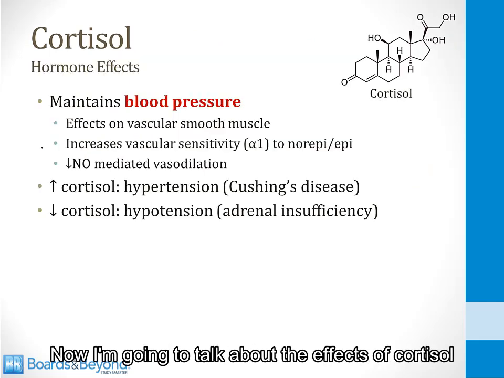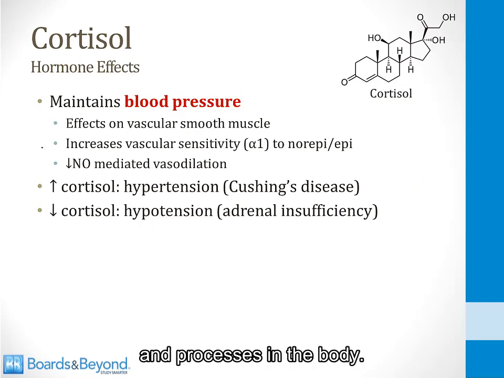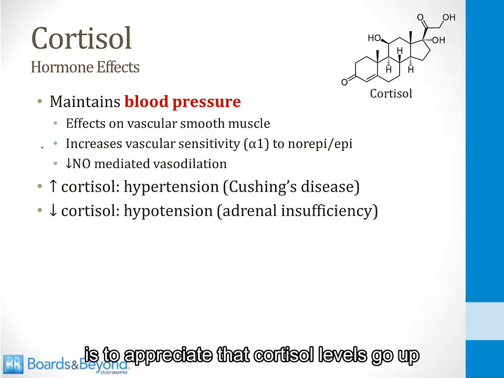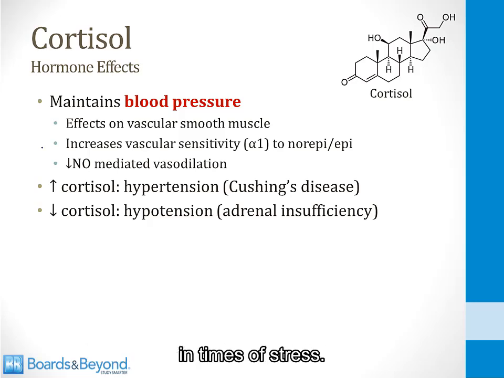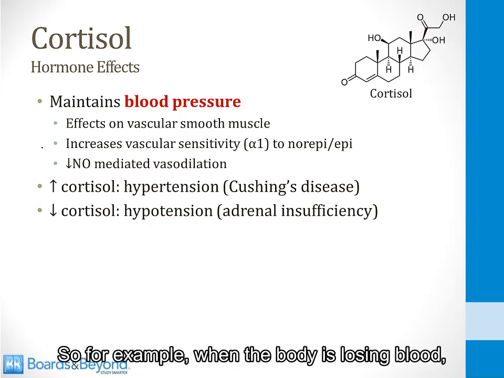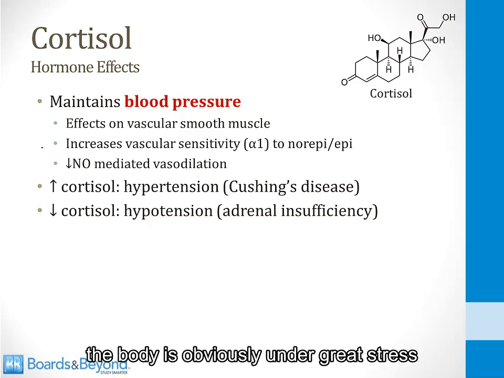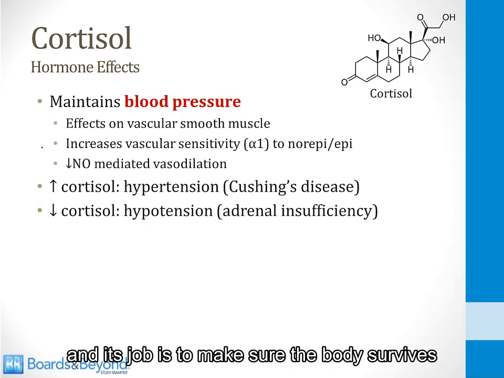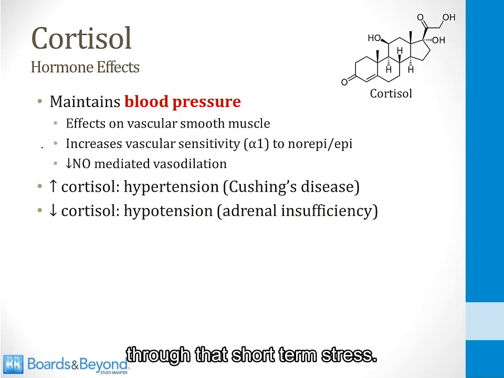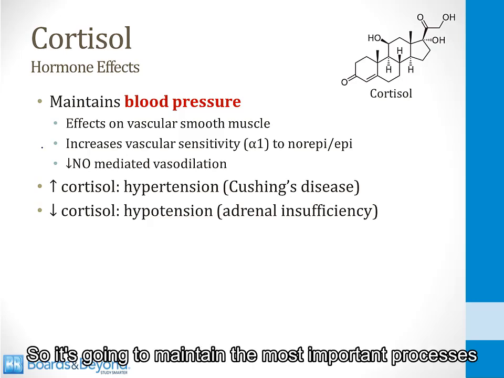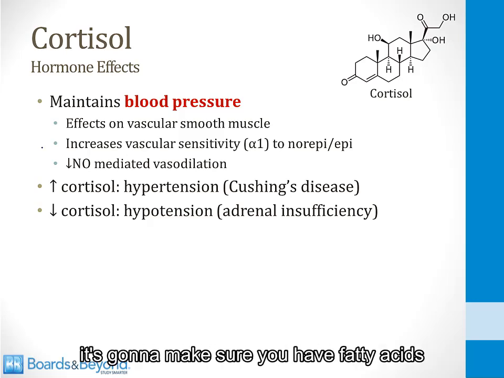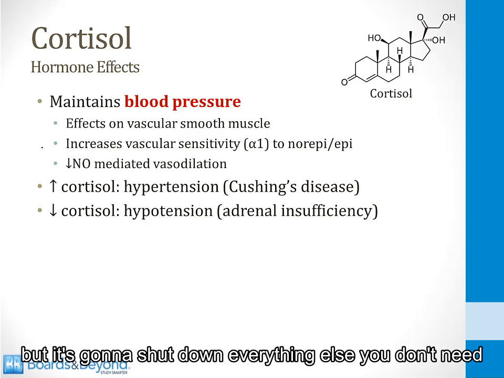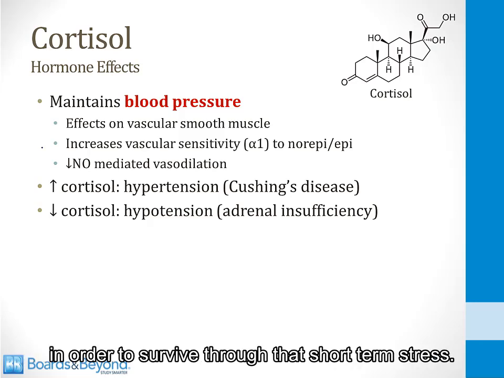Now I'm going to talk about the effects of cortisol on the different tissues and processes in the body, and there are a number of different effects, but a way to remember them all is to appreciate that cortisol levels go up in times of stress. So for example, when the body is losing blood, the body is obviously under great stress and cortisol levels will rise, and its job is to make sure the body survives through that short-term stress. So it's going to maintain the most important processes. For example, it's going to keep your blood pressure up. It's going to make sure you have fatty acids and blood sugar available as fuel, but it's going to shut down everything else you don't need in order to survive through that short-term stress.